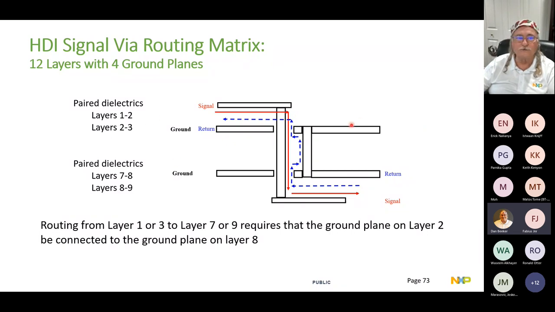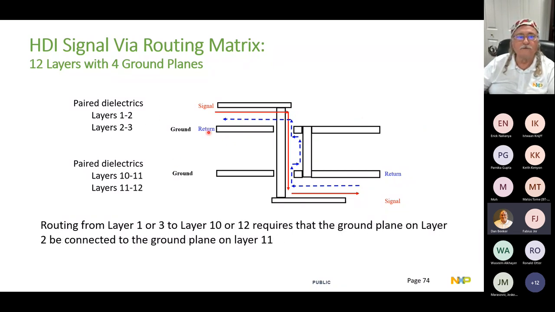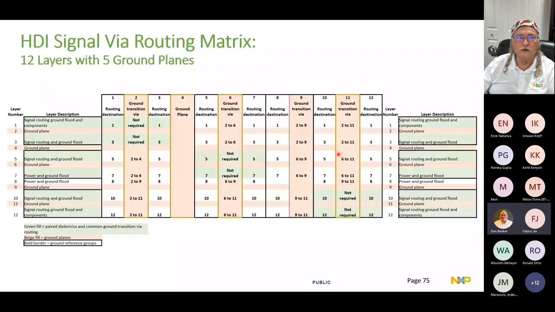And this is the next one, between 1 and 3. So between any of the layer triplets, I just need to make sure that I connect the ground. And that's what that chart's intended to show you. Here's a 12-layer stack with 5 ground planes.